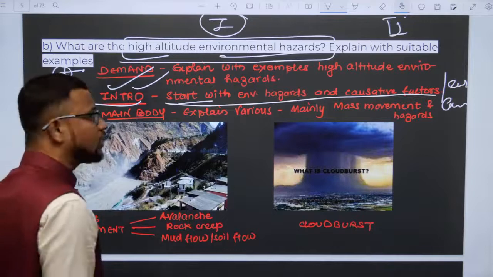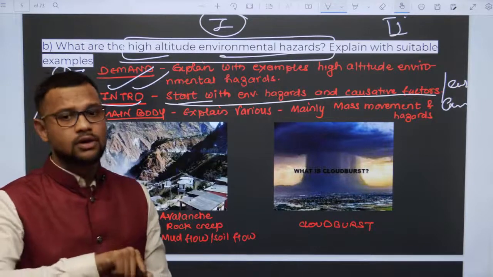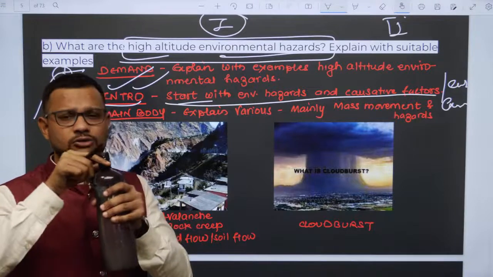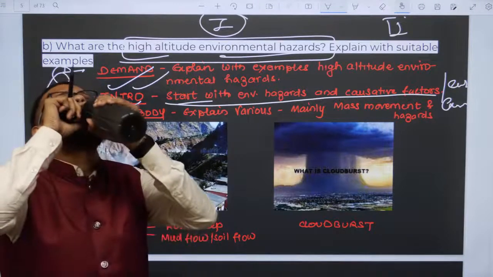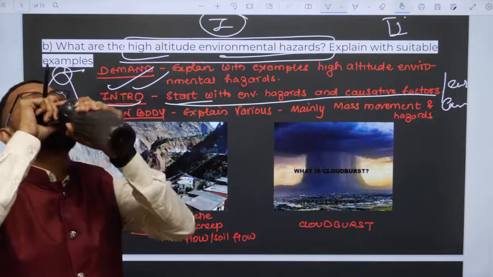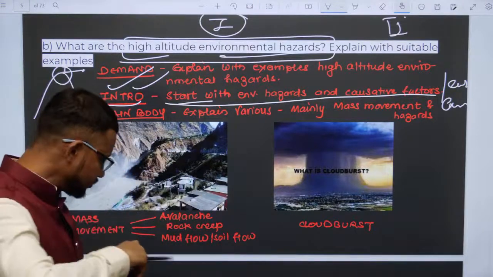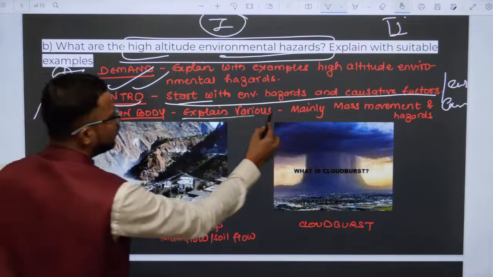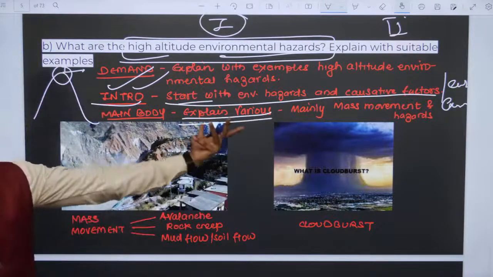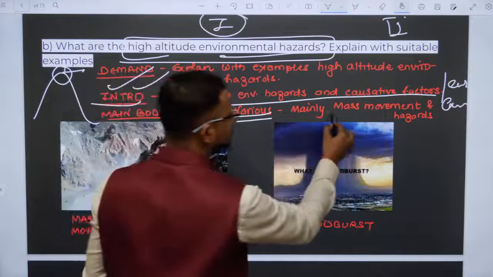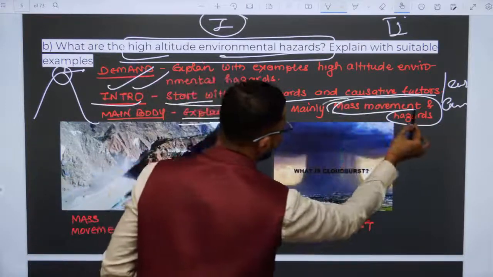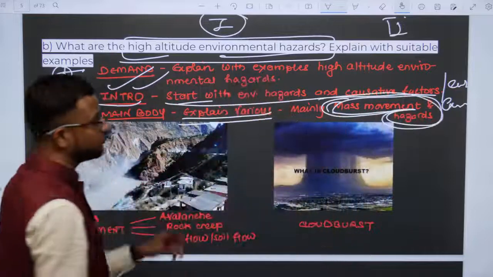It is an environmental hazard also. Yes, it leads to avalanche, it leads to all those phenomena. That's why it's an environmental hazard. So in the main body, explain this specifically with respect to mass movement and hazard. ठीक है, ये क्या होता है? So in our class we will be discussing those things, right? So you will be getting an idea.